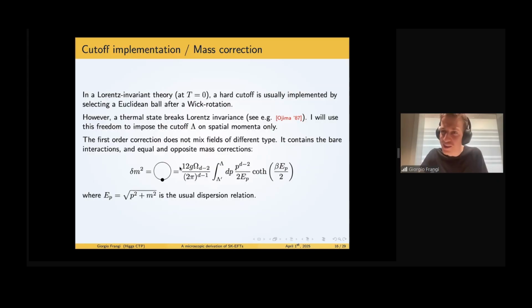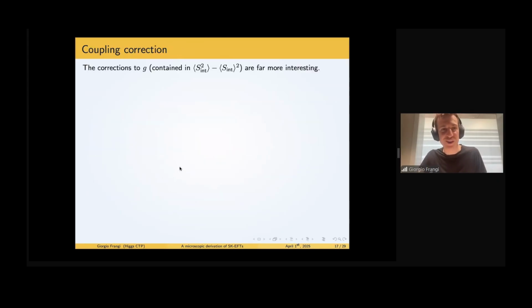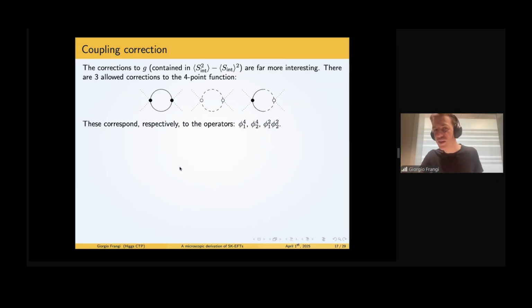I think what's much more spicy is what happens at the following order, which is the correction to the coupling, which is where you get to the heart of this result that we have. There are three allowed corrections to the 4-point function at the order I considered. Diagrammatically, these are this loop made of only type 1 fields, this loop made of type 2 fields, and then this one here, which is technically a correction to the operator (phi1 phi2) all squared. This is a candidate for the type of interactions we're after. We shouldn't really be stopping here. We have to calculate the loop and prove it's not zero before saying anything.